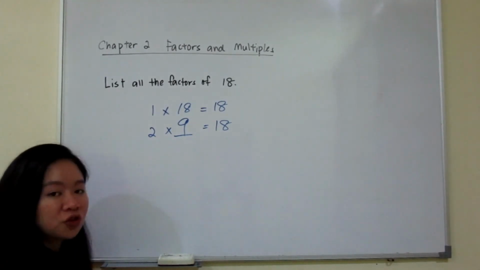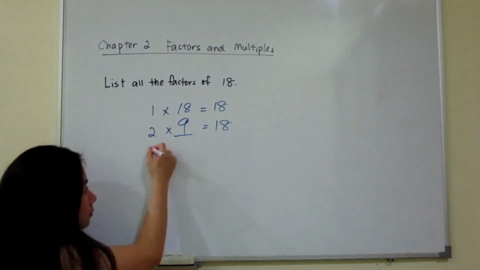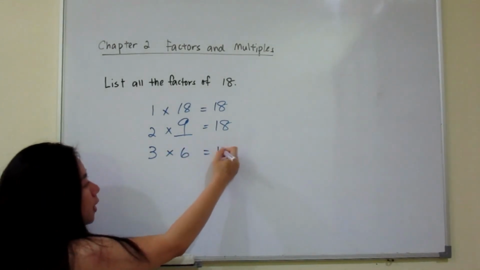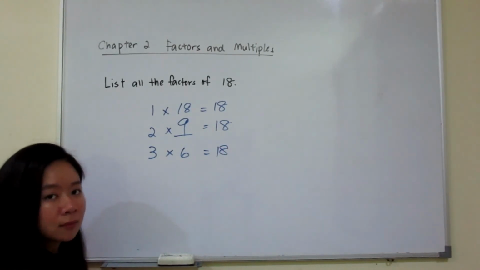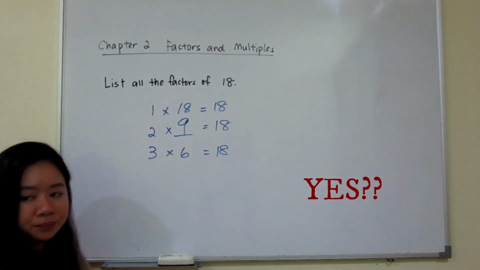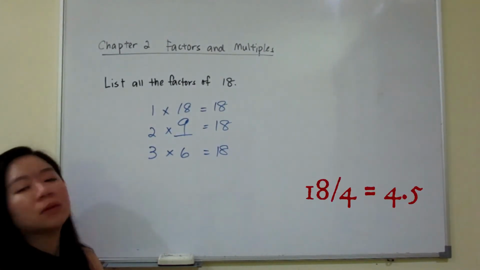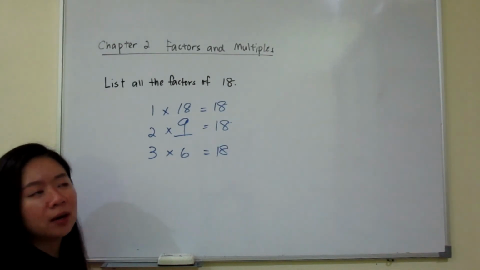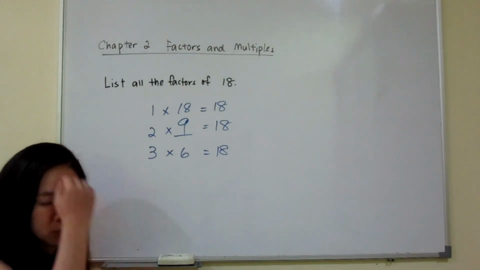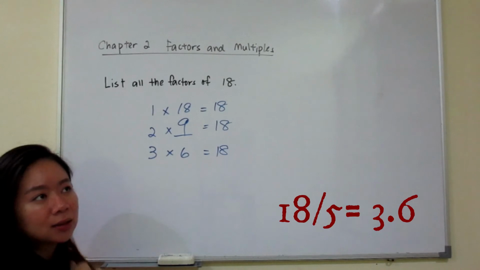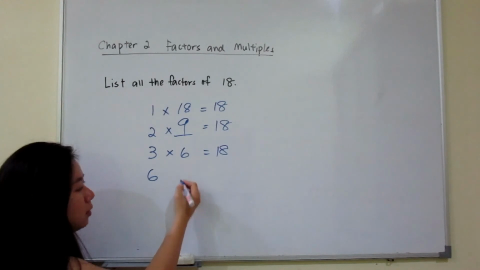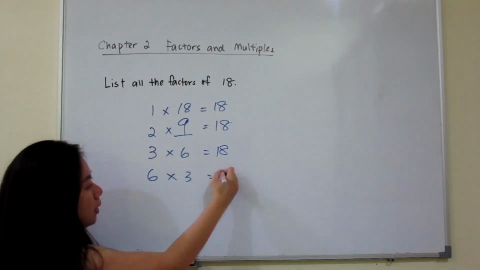Let's proceed. 3. Can 18 be divided by 3? Yes. 18 divided by 3 is 6. So 3 times 6 is 18. Okay, let's proceed. 4. Can 18 be divided by 4? Proceed on your calculator. No, the answer is no. It cannot be divided. There is decimals, right? And let's proceed to 5. Can 18 be divided by 5? Exactly, no. And 6, yes. So 6 times 3 equals 18.